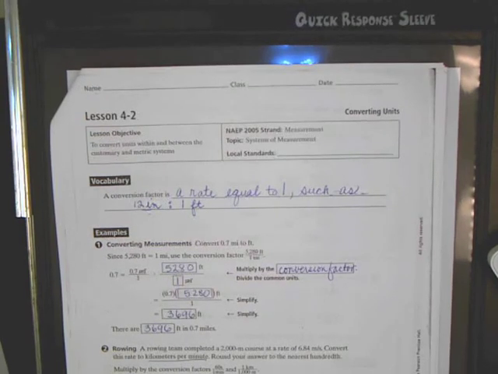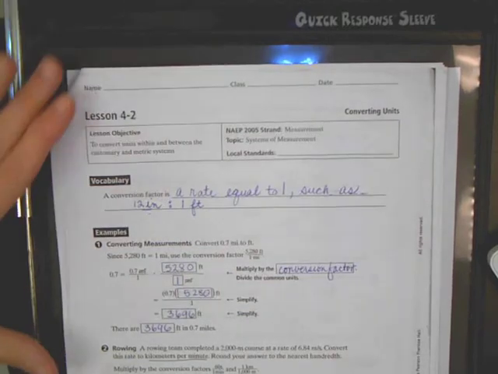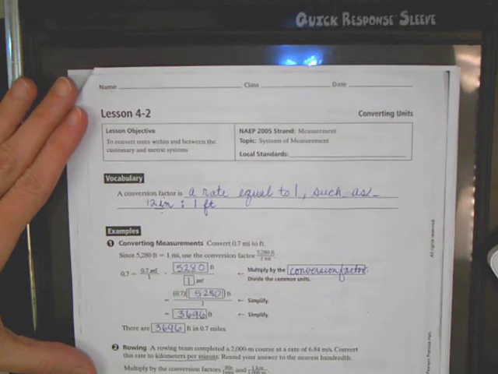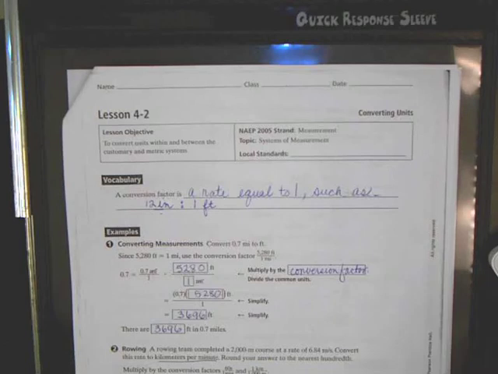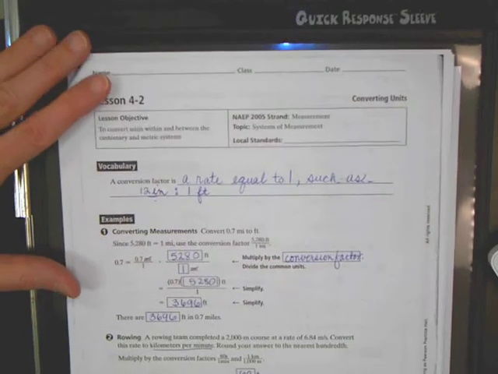This video is for Course 3, Lesson 4-2. We're going to be converting units within and between the customary and metric systems. To begin with, a conversion factor is a rate equal to 1, such as 12 inches to 1 foot. They both name exactly the same amount, but in different units. So they're equal to 1 foot.